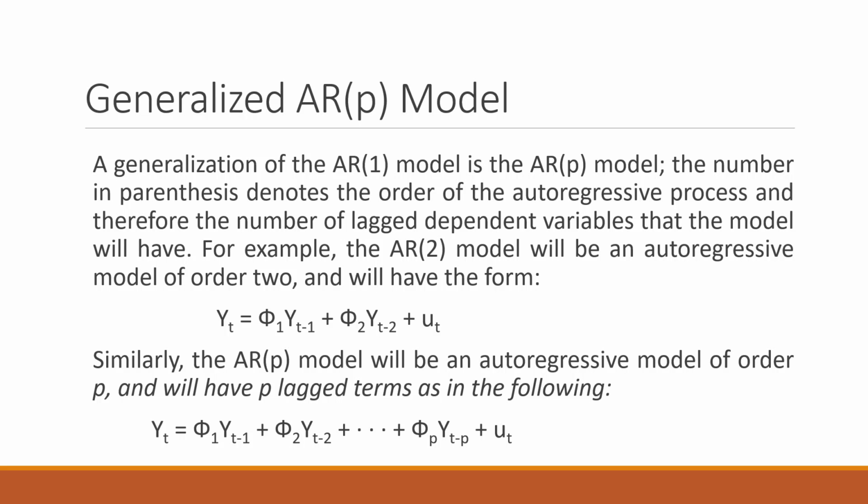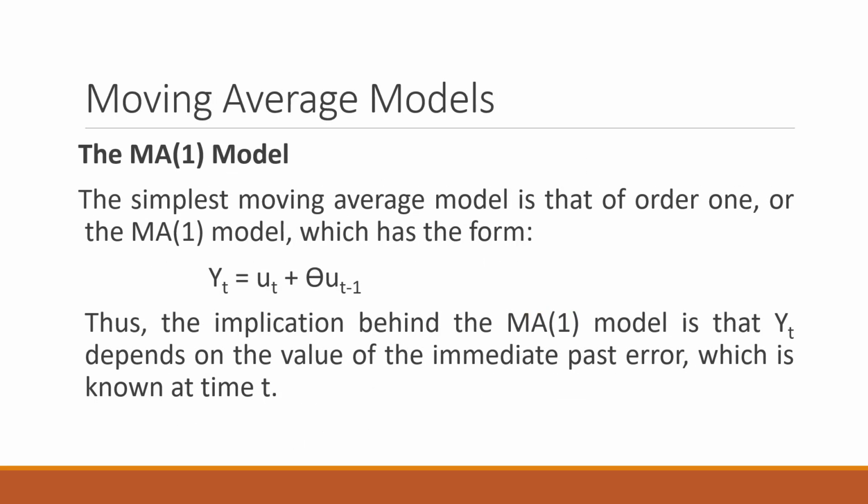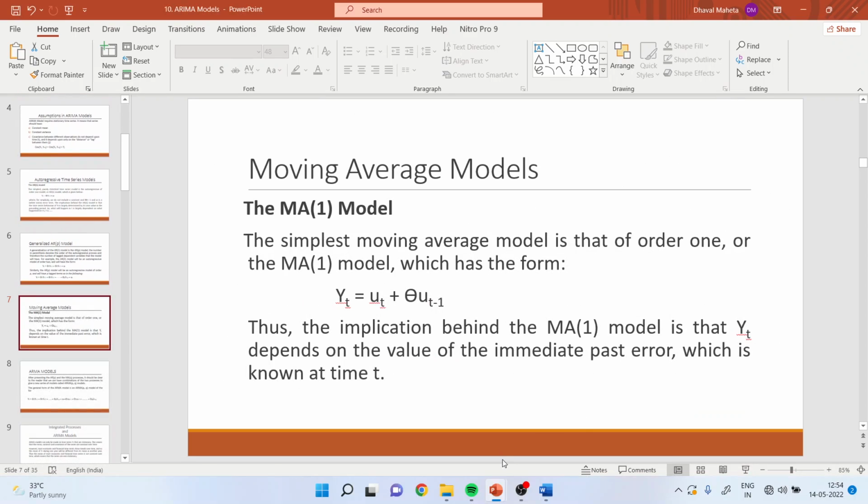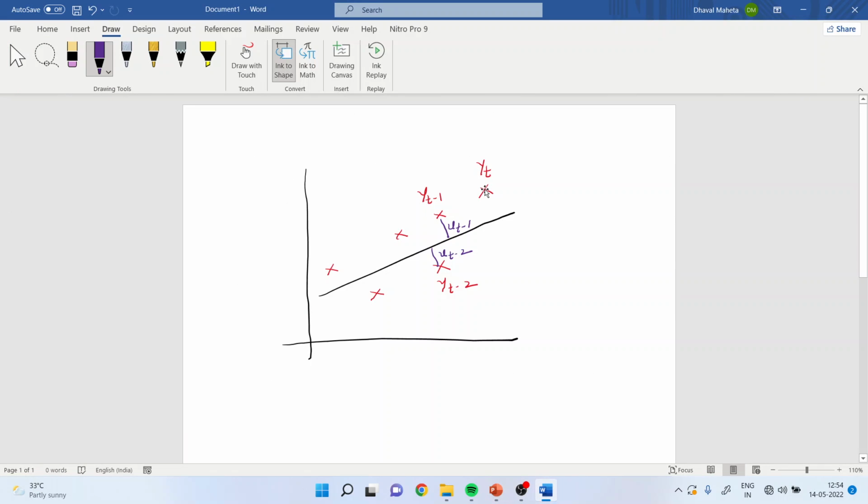Now, if we consider this ut also in our model, we get MA, that is a moving average model. So my yt also depends upon the past errors. So yt is equal to ut plus theta ut minus 1. The implication behind the MA model is that yt depends on the value of the immediate past error, which is known at time t. For example, as I had already explained, yt depends on yt minus 1 as well as yt minus 2, but it also depends on the errors which were left out, or rather, the difference between the observed value and the predicted value.